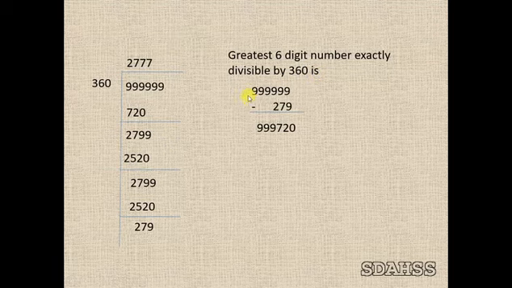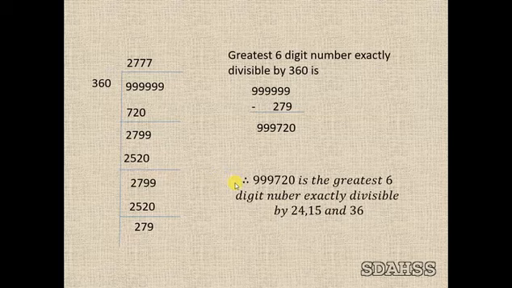So you have to subtract 9,99,999 minus the remainder 279. Then you will get 9,99,720. So 9,99,720 is the largest 6-digit number exactly divisible by 24, 15 and 36.